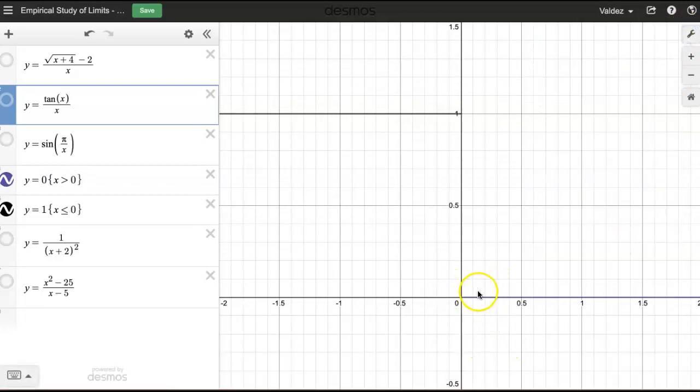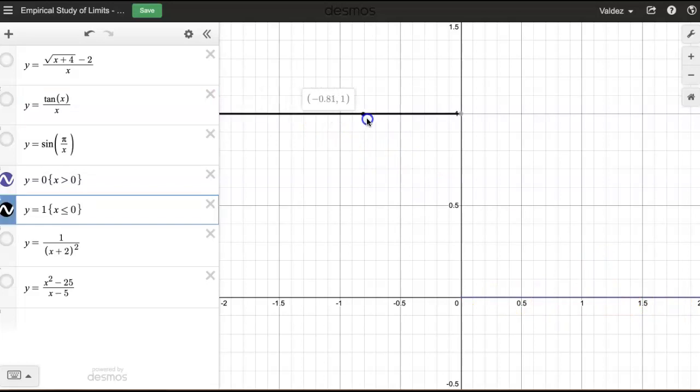And so we see here for this particular piece of the piecewise function, this is the piece where y is equal to 1 for values of t less than or equal to 0, and then of course y is 0 for values of t greater than 0 here. Now, if we click and scroll, we see that as x approaches 0 from the left, it's going to be approaching a y value of 1. But if we do the same thing from the right, it's going to be approaching a y value of 0.